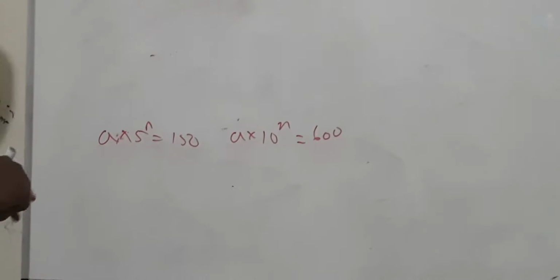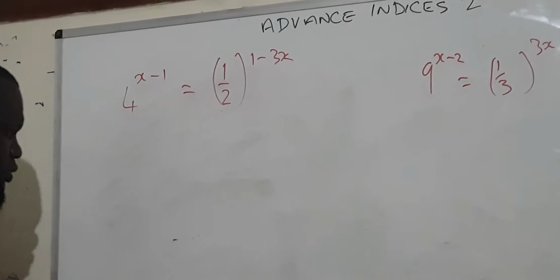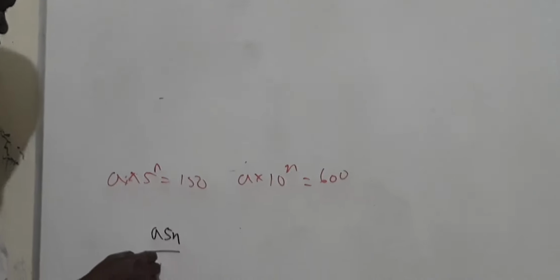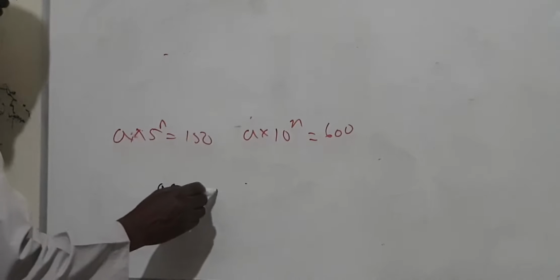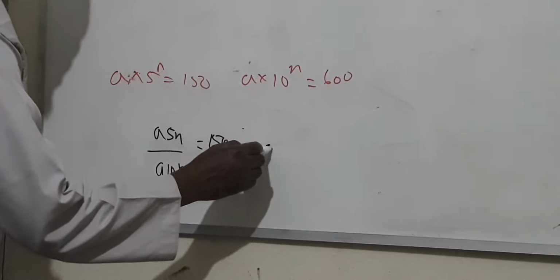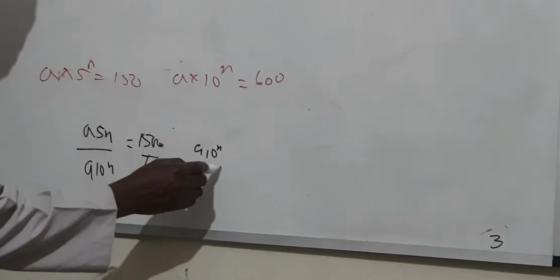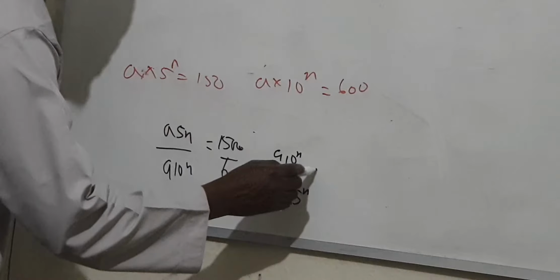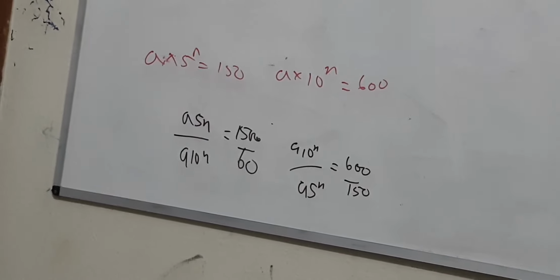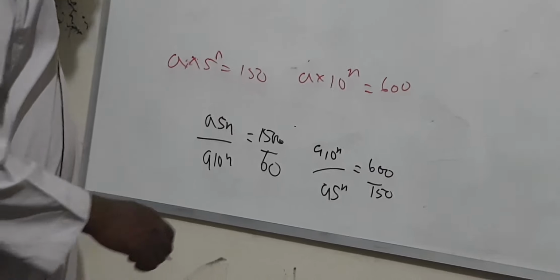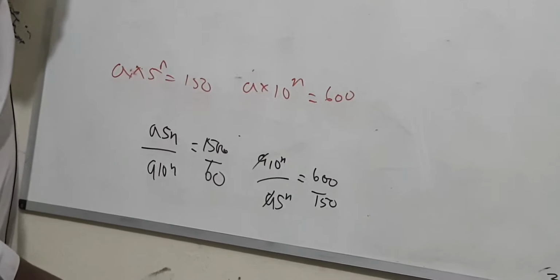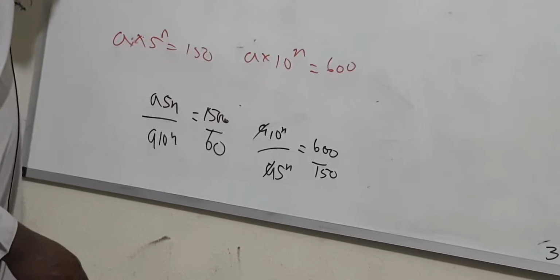Now let's look at this too. You guys should know that A times 5 to the power n over A times 10 to the power n is equal to 150 divided by 600. You can put it the other way also: A times 10 to the power n over A times 5 to the power n is equal to 600 over 150. Yeah, that's what I said you would do. So A can cancel A because there is multiplying, isn't it? 5 and 10.